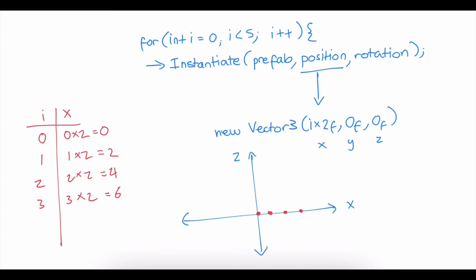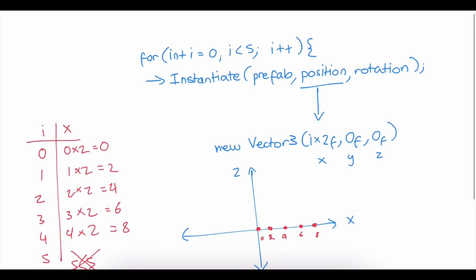i equals 4. 4 times 2 is 8. So now i adds 1 more, so now i becomes 5. But 5 is not less than 5, it's equal to 5, so that statement is false. So therefore the loop ends. So here in the graph we have the x position as 0, 2, 4, 6, and 8, and the y and z coordinates are 0. So remember, i++ just means increment the value of i by 1.